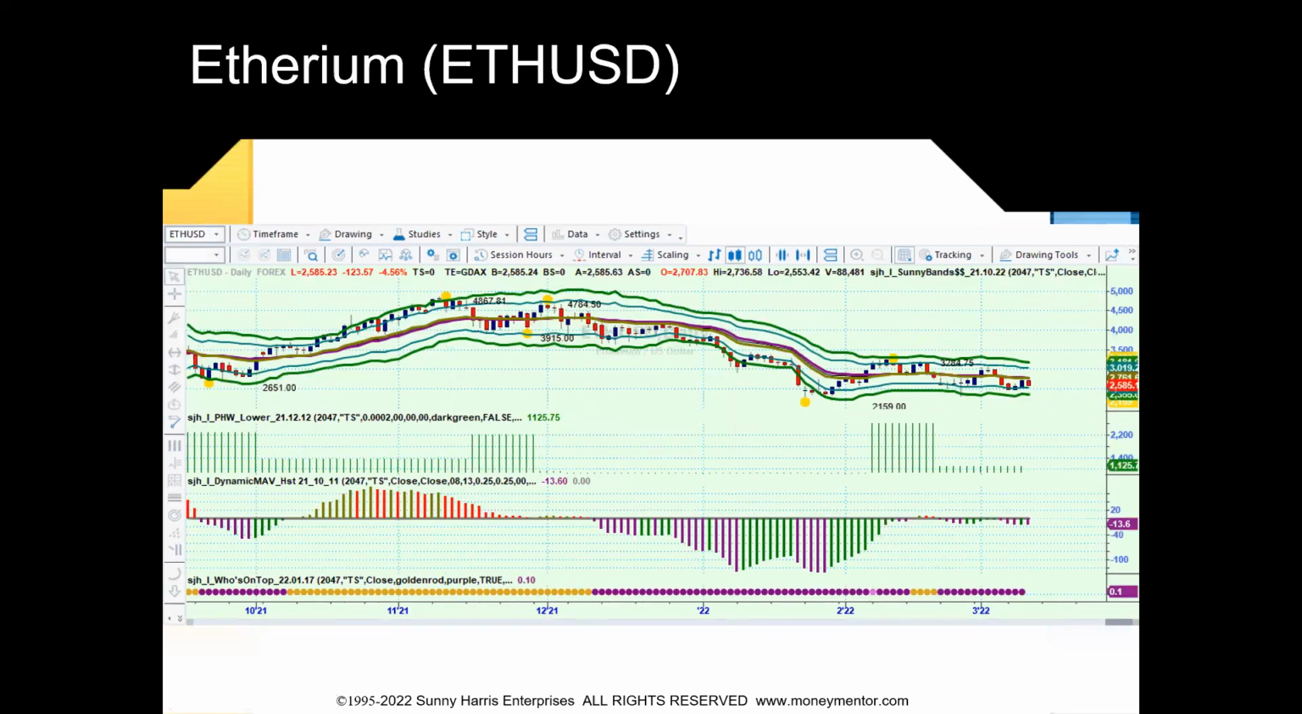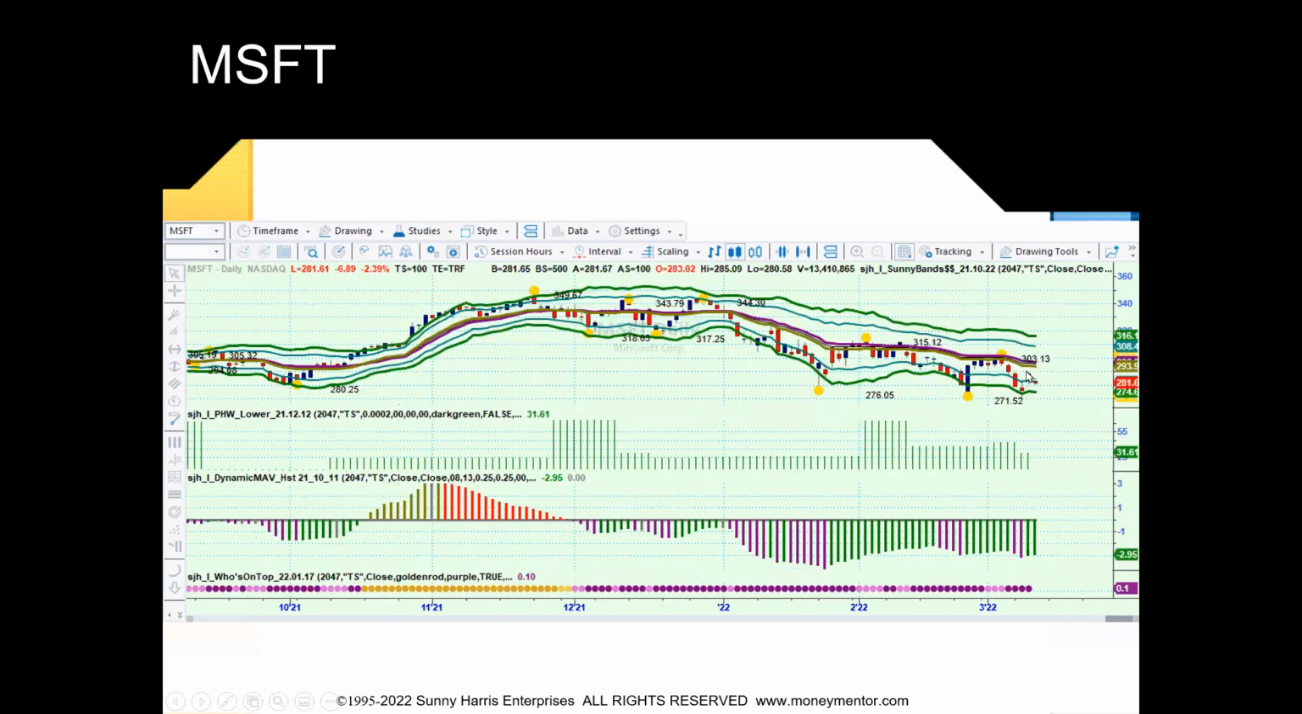Here's Ethereum, same story. Sideways DMA. Price is going down to the inner, probably going to go up to the outer now. Microsoft, not quite the same story. You can see how this one's sloping down. Probably going on down as it comes up, touches the midline, purple's on top, drops to this, barely makes it back up. I wouldn't be surprised to see that go down further.